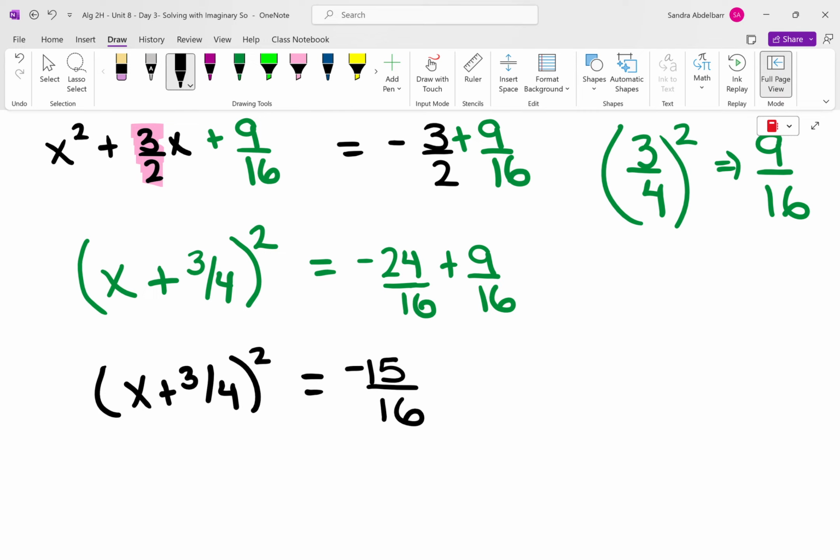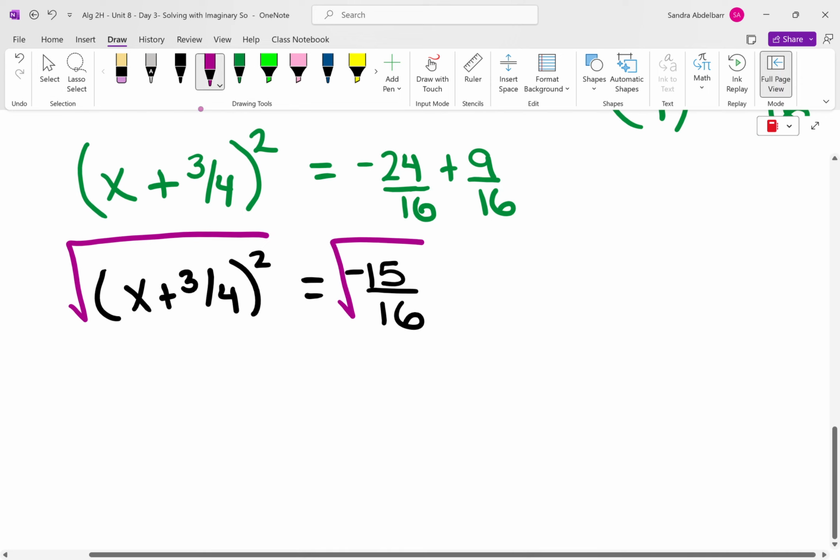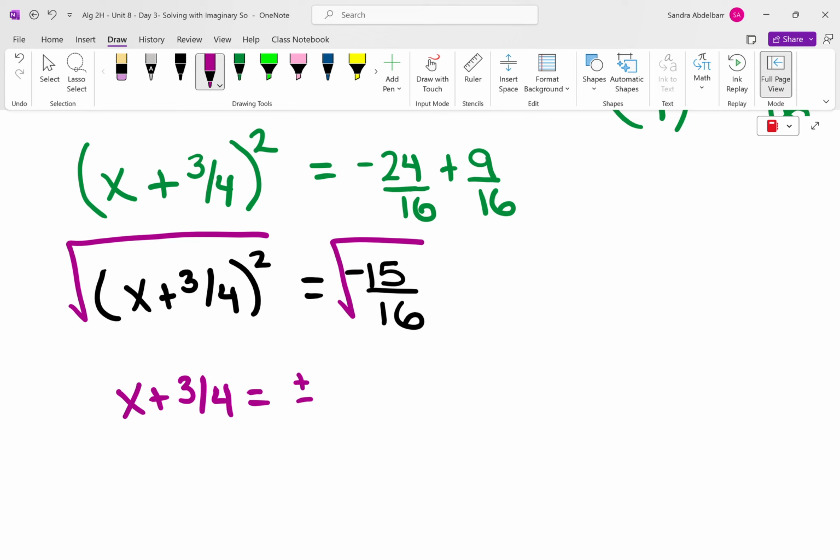Everybody okay so far? Now we solve. To undo a square, we will take the square root of both sides. The minute I take the square root, I have plus or minus on the right side. Can I have a negative under that radical? No, so I'm going to take out an i in the numerator, so I'm going to have i root 15.